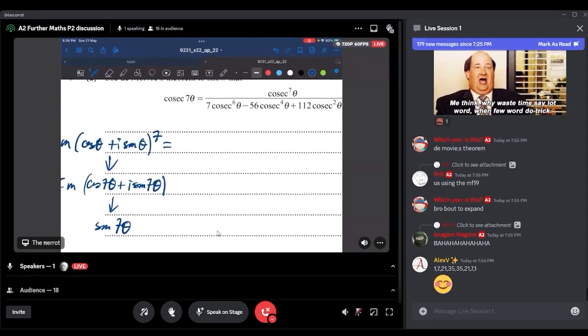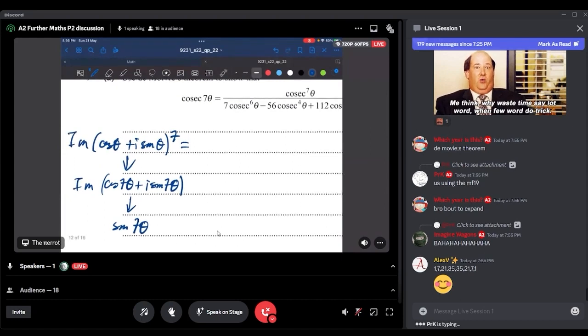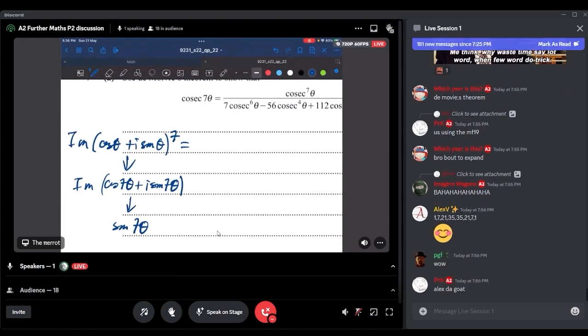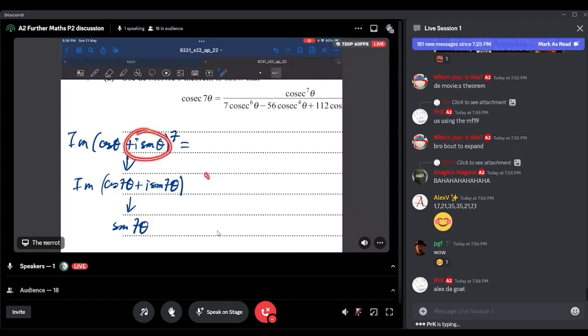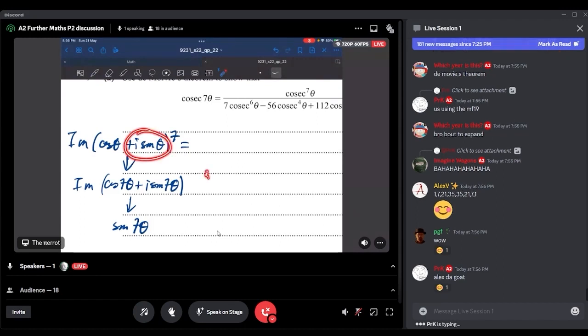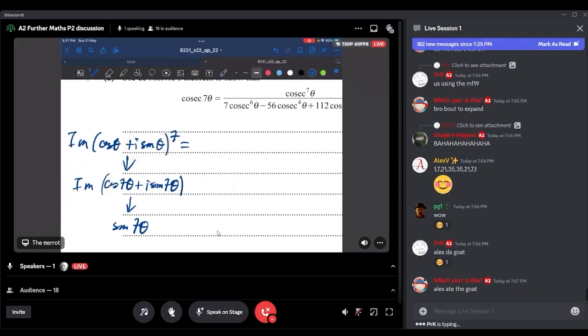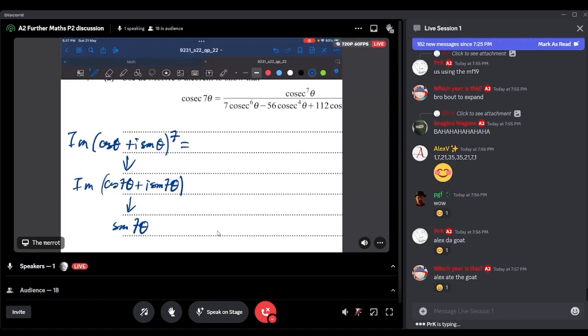So first of all, since we only want to take the imaginary part, that means it only occurs when the power of i sine is odd, correct? If it's even, then it will give something real. And we don't care about real things because we only want the imaginary part. So we just have to care about when the power of i sine is odd, basically. So let's just filter it.